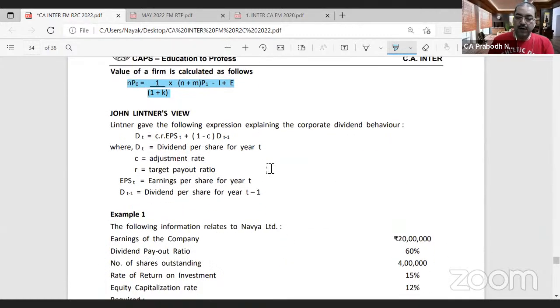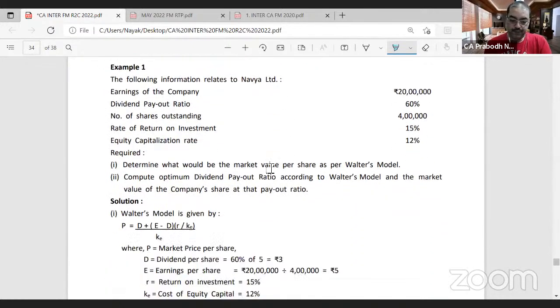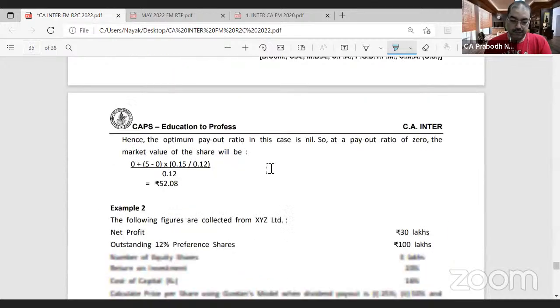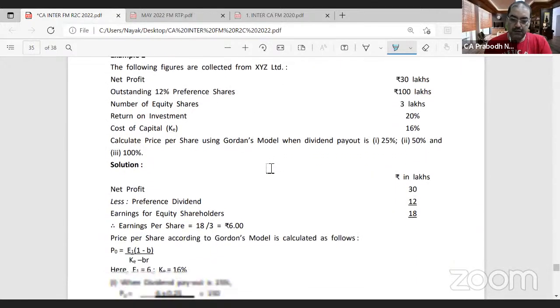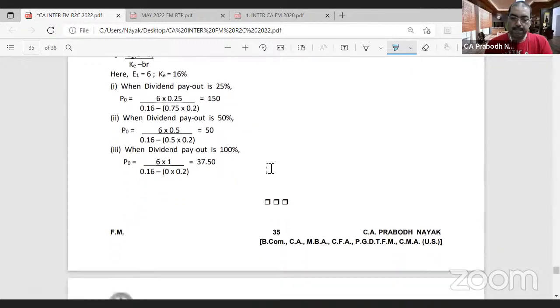John Brinker's formula, again, formula is important. Study the formula. All the figures will be given, you just have to substitute the values. Let's go through these questions which are given here. Let's solve examples.